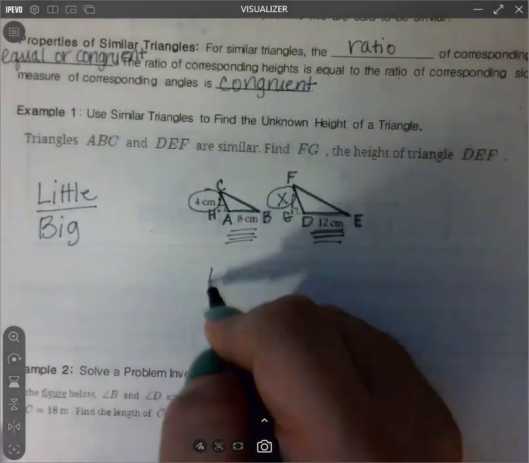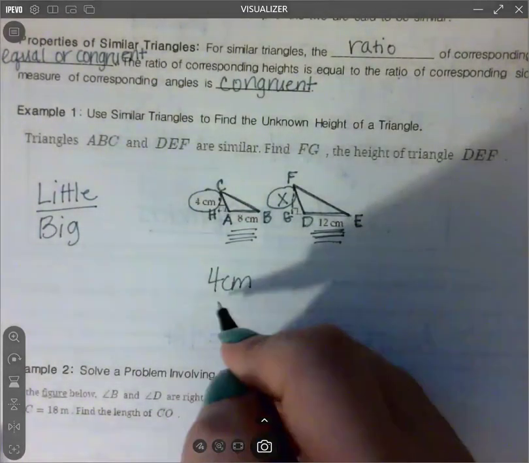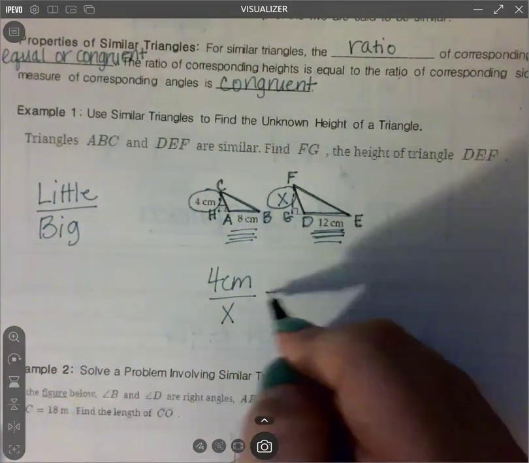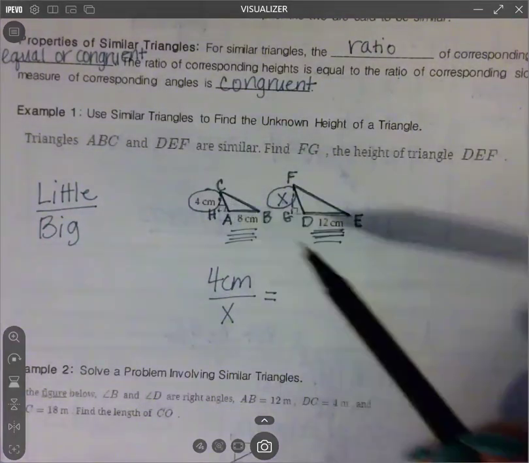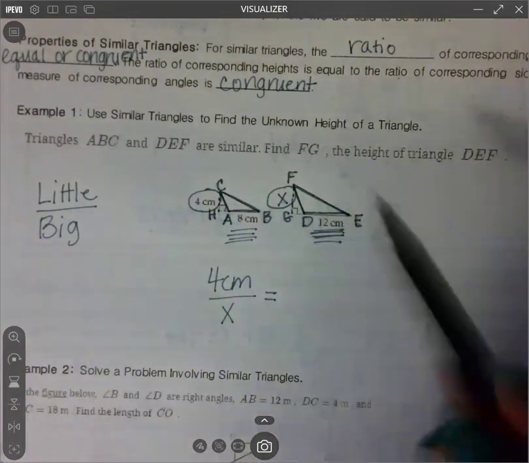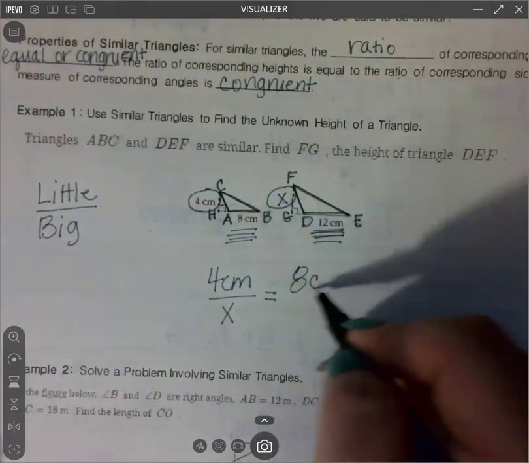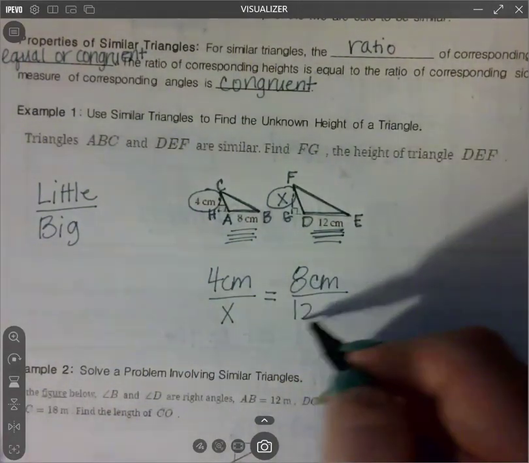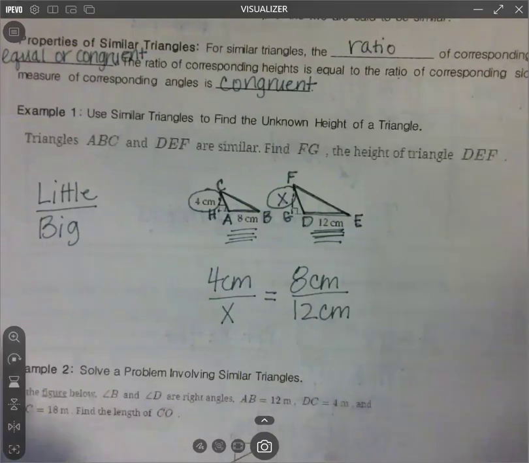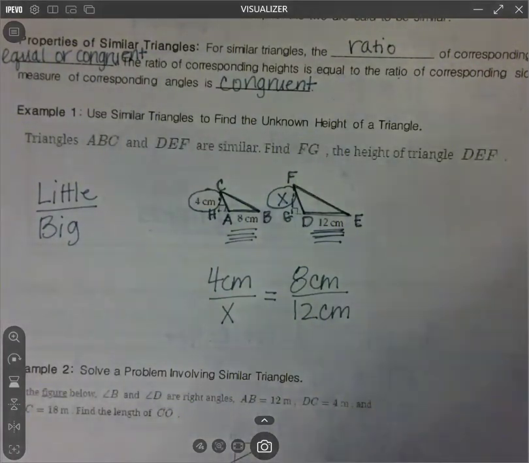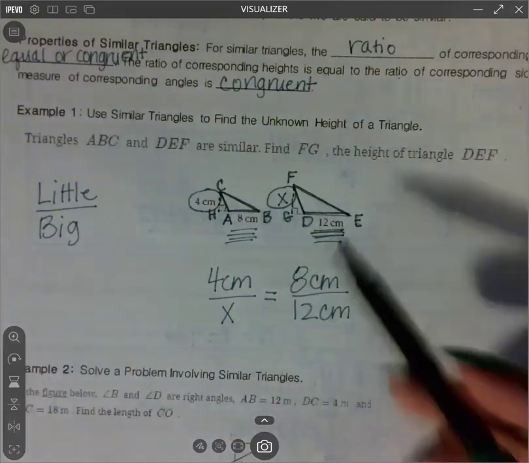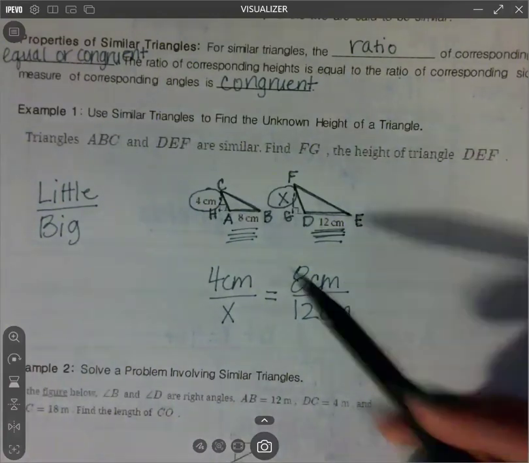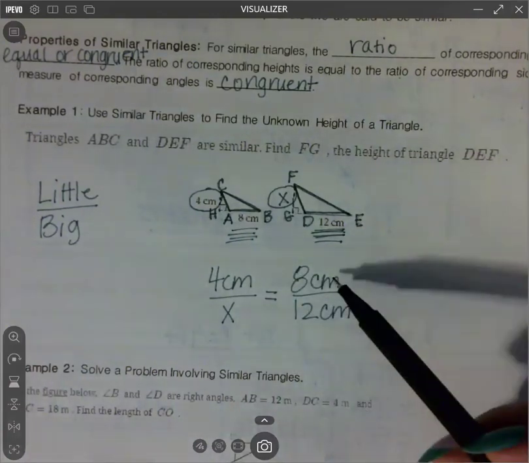So 4 centimeters over X. I'm going to set that equal to, again, little triangle over big. I'm going to use the bases, 8 centimeters over 12 centimeters. Again, my setup needs to be the same orientation and the same pieces. So height, base, base, little over big, little over big.